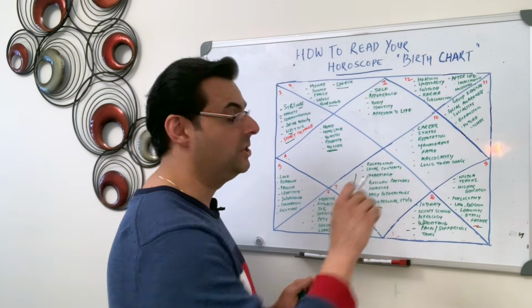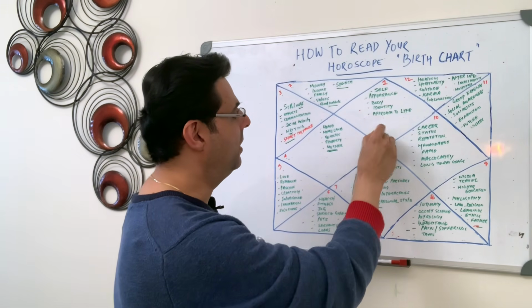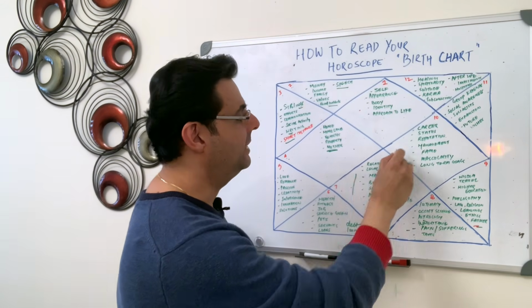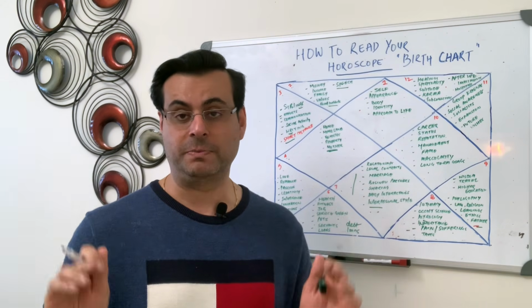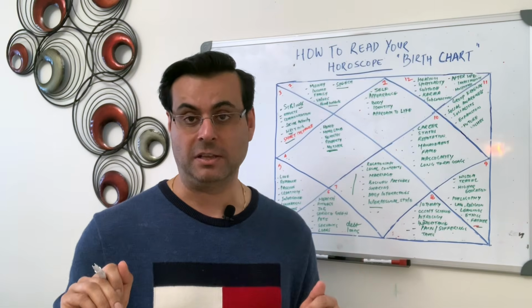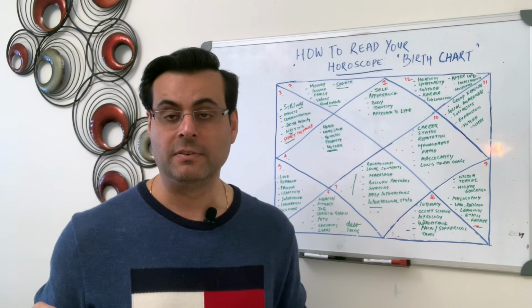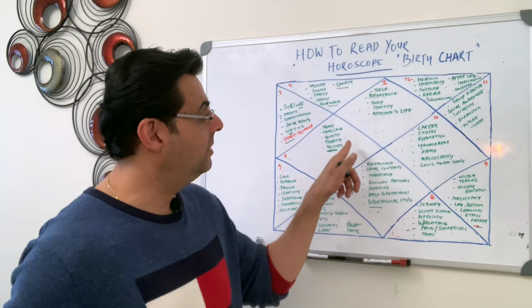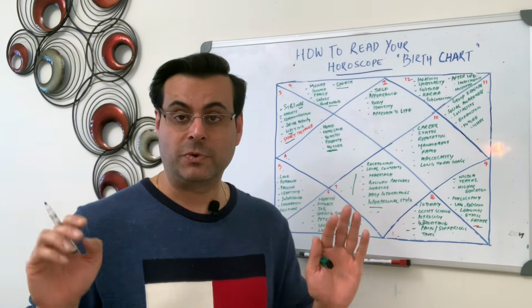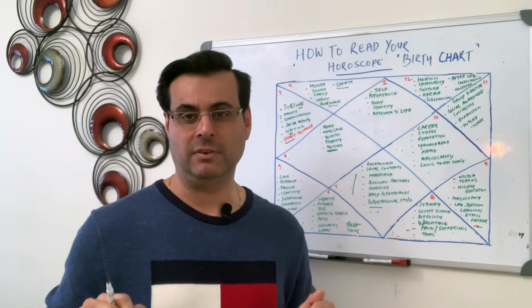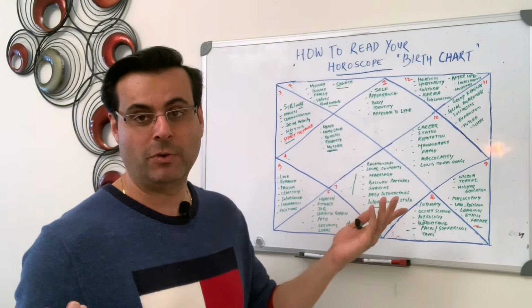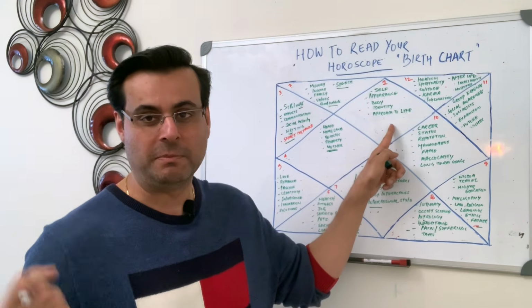Okay, so for material gains, houses number 1, 4, 7 and 10 are very, very important, especially in the time and era we are living. We all want material gains in life. So these 1, 4, 7 and 10, these four houses are all about material gains. Okay, why won't you have a good body, physique, a muscular body?